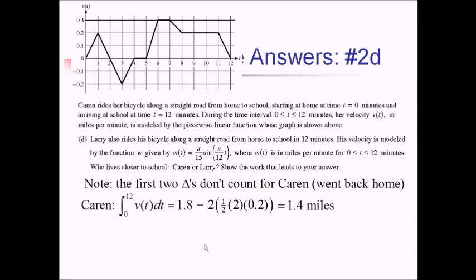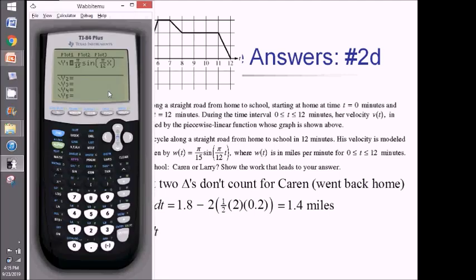Now, how about Larry? Well, for Larry, we're going to need to use the calculator. We're going to set up an integral. Larry's displacement is going to be given by the integral from 0 to 12 of W(t) dt. And now for the calculator.